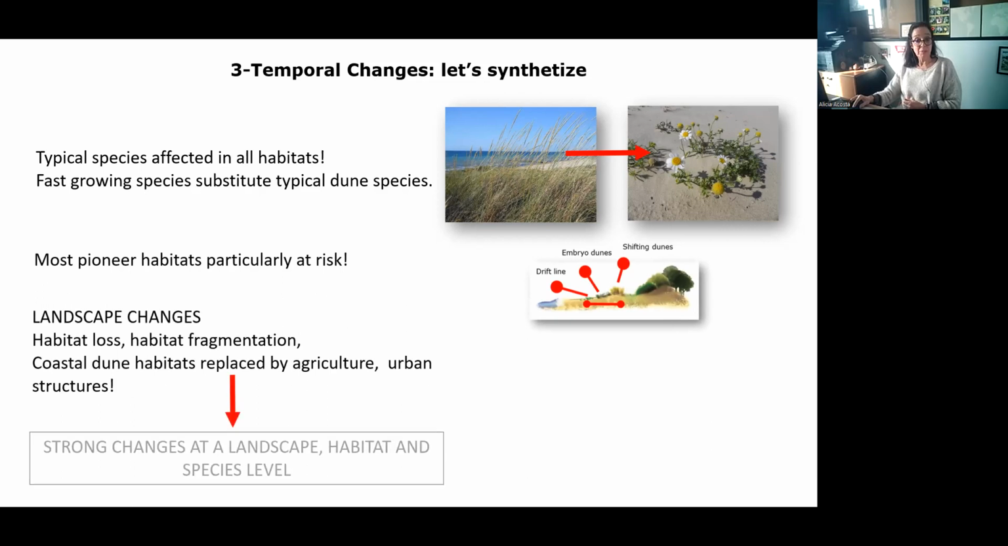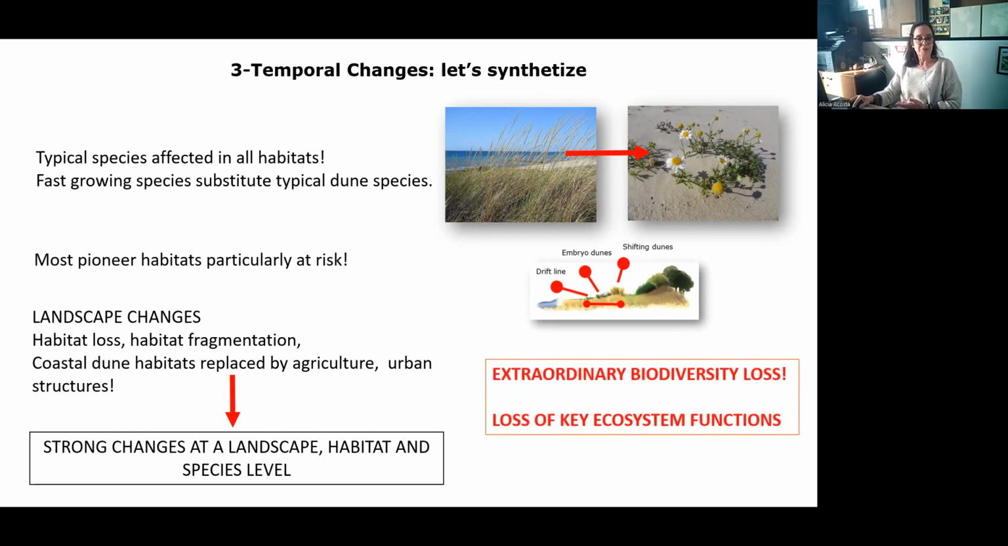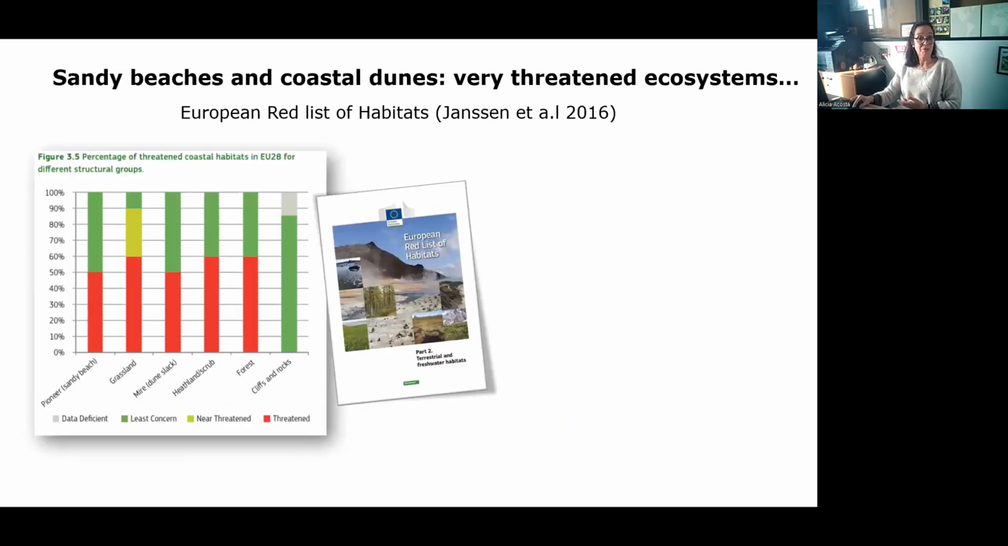And if you remember the results we've seen at landscape level, habitat loss, habitat fragmentation, and replacing by other land cover types, we can say that our analysis demonstrated strong changes at landscape, habitat, and at the species level. In few words, an extraordinary biodiversity loss and also a loss of key ecosystem functions.